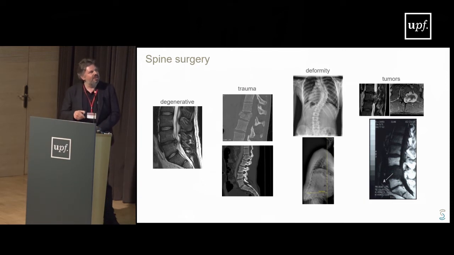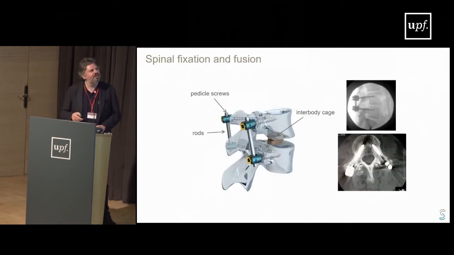Then we have trauma, fractures, you see here. We have cases of deformities. That's a case of scoliosis. That's a case of sagittal imbalance. It means that the patient is not able to keep a correct position in standing, and this creates problems, for example, with the gait. I will show you an example of a model about the treatment of this pathology later. And then we have, of course, tumors where you basically need to replace vertebrae, especially metastatic lesions.